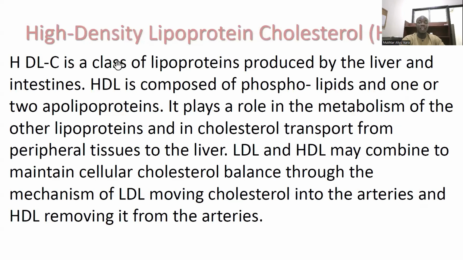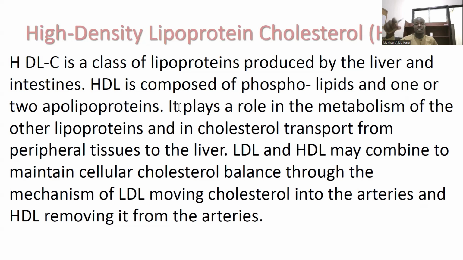Now let's look at high density lipoproteins. High density lipoprotein is a class of lipoproteins produced by the liver and intestine. So HDL, which is known as high density lipoprotein, is produced in the liver and intestines. HDL is composed of phospholipids and one or more alpha lipoproteins, and it functions in cholesterol transport from peripheral tissues to the liver.